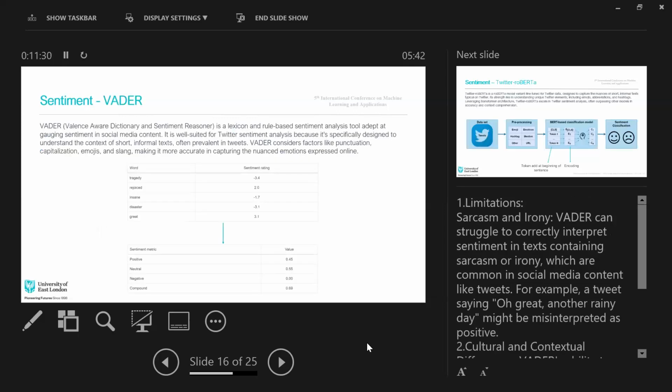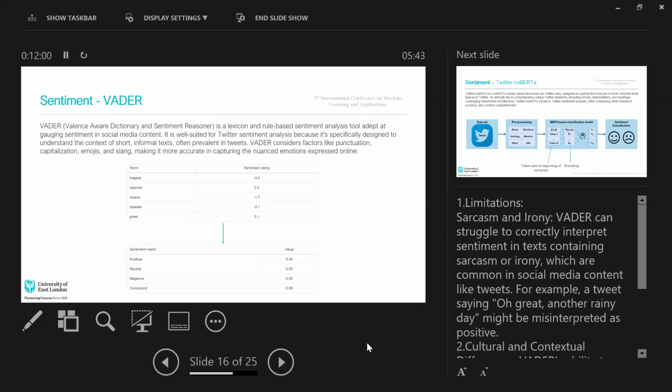So this is just a little background about how the VADER sentiment works. You can see it's a lexicon, more of a rule-based sentiment tool, and it's been known to do well in calculating sentiment for social media content, hence why we used it for Twitter. It's also really good at understanding the context of short informal text, which, for those on Twitter, you would see a lot of.